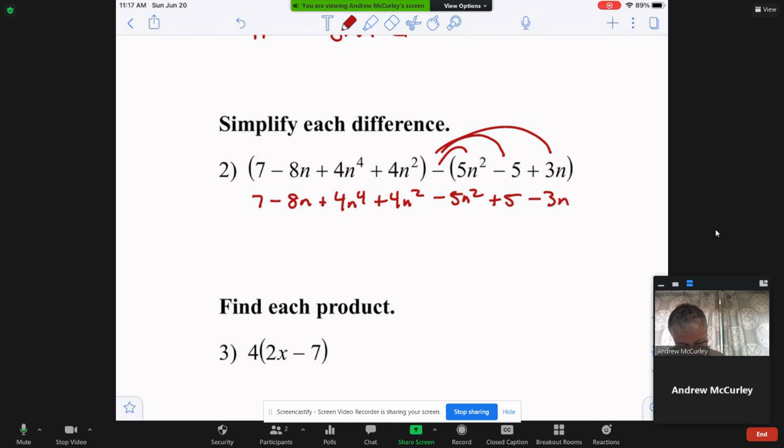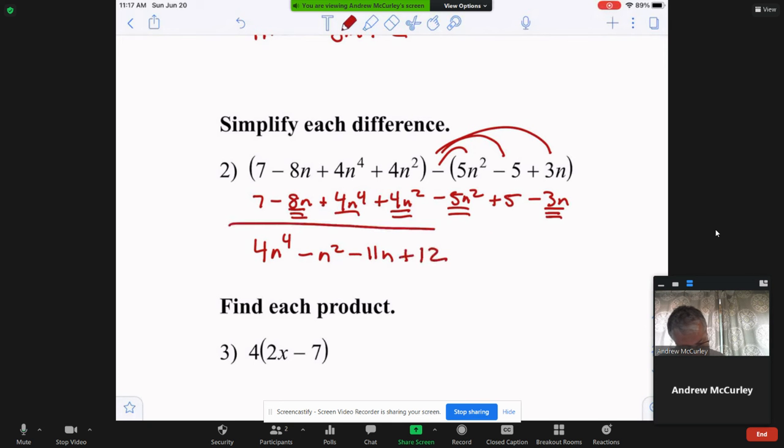So I always like to start with the highest degree so that it's in descending order. It looks like it's in standard form. So it looks like I got no cubes, only had 1 to the 4th power. So that looks like minus n squared. I got an n here and an n here, so that looks like minus 11n. And then I've got 7 plus 5 is plus 12. So there's my answer for that one.